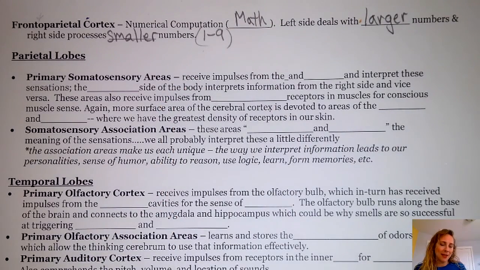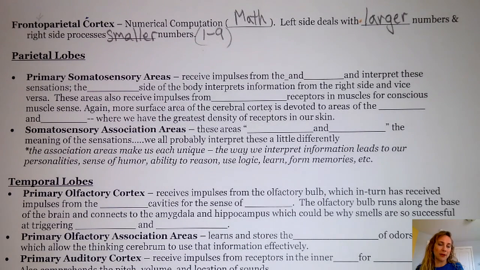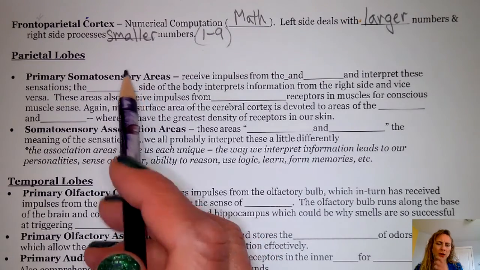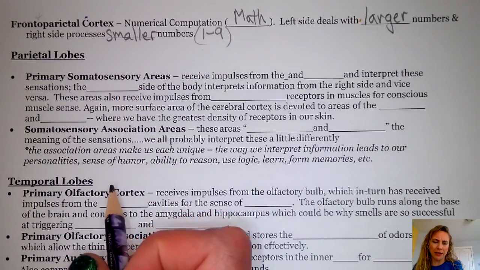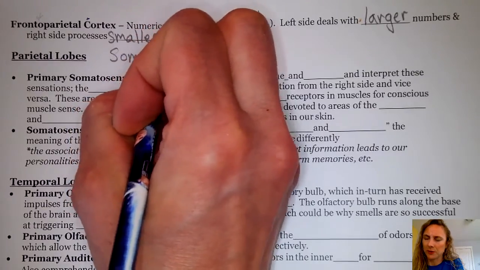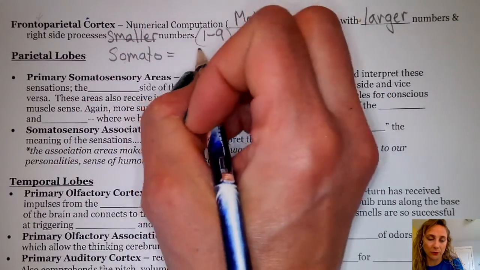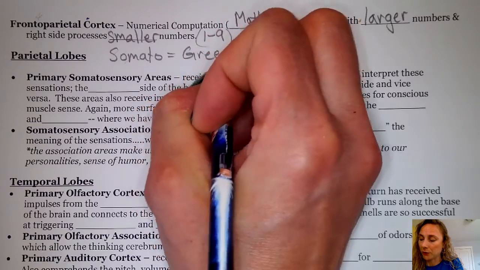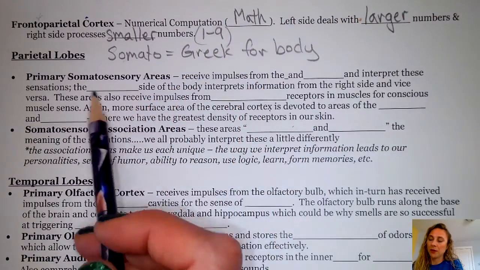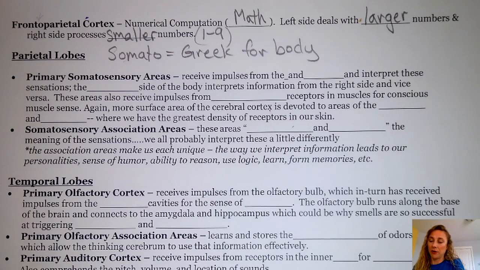Okay. So now, we're on the parietal lobes. Here's an interesting thing. Now we're calling things somatosensory. Somato is just Greek for body. So I just thought that was interesting. That's kind of a newer thing, and I don't know how new that is, but I just know older textbooks didn't put that in there. So that's the body area, I guess.